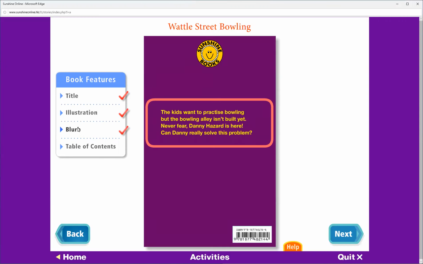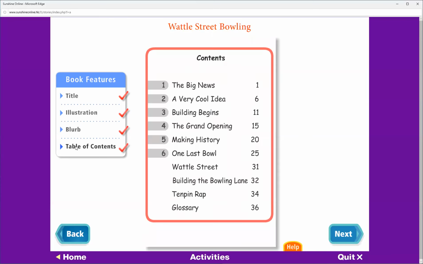Blurb. The blurb gives you a quick summary of the story. Can you predict what the story is about by reading the blurb? Table of contents. The table of contents is a list of the chapters in the story.